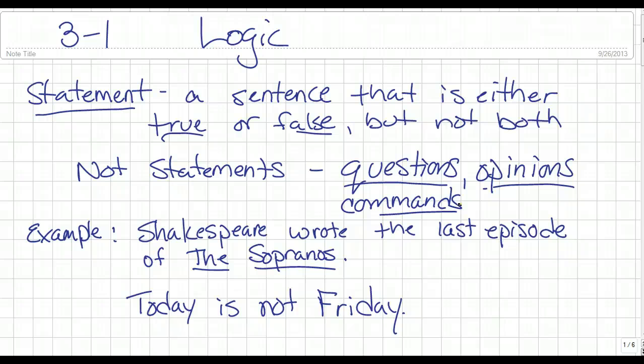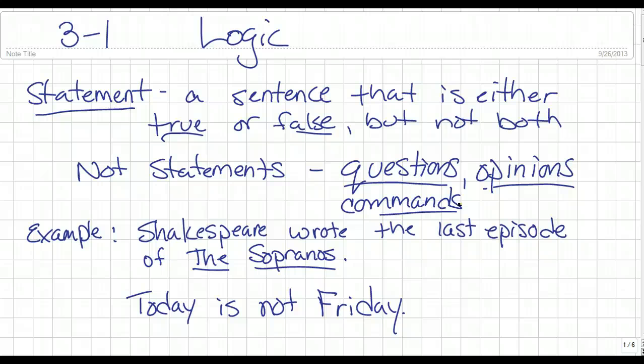That is not a statement. If I were to say that pizza is the best food on earth, that is my opinion. That is not a statement. Okay? Especially dipped in the ranch sauce. Ranch makes everything awesome. Okay? And if I were to say, take good notes, that is not a statement either because it's a command.